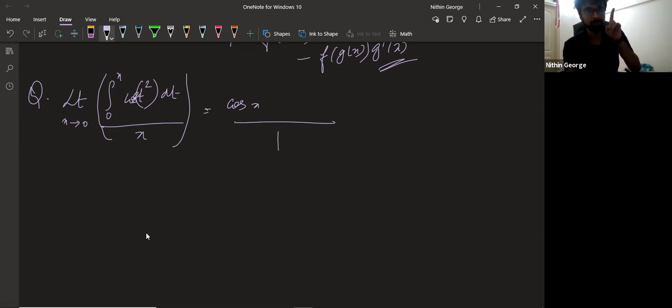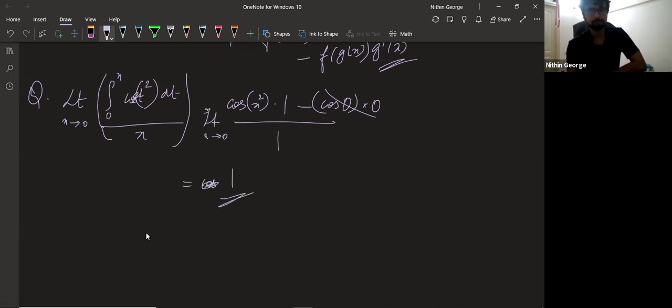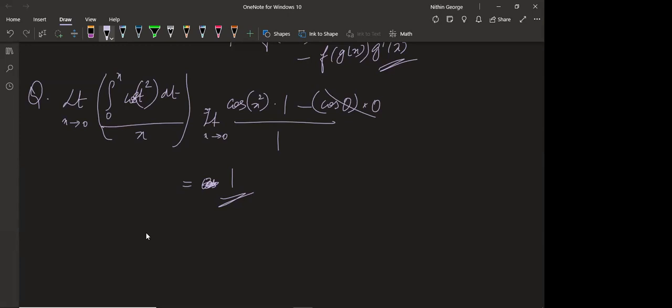Think like that. Okay. So cos of x square into differentiate x, you get 1, minus cos of 0 square and differentiate 0, you get 0. This goes off. You're left with your answer as cos x square and you put limit x tends to 0. And this becomes 1 here. Okay, got this? Straightforward? Yes.